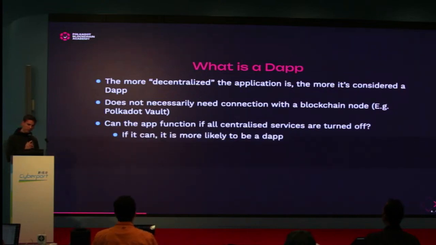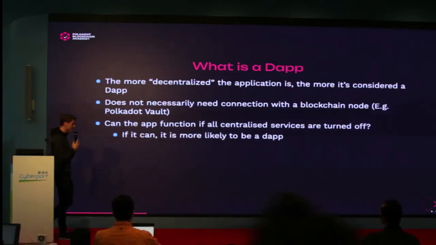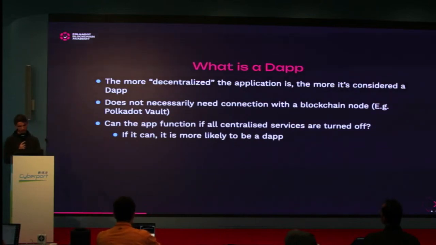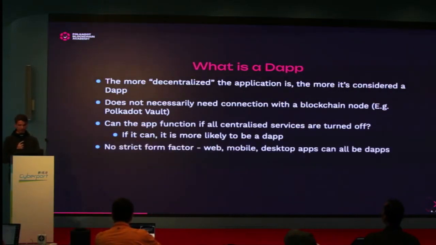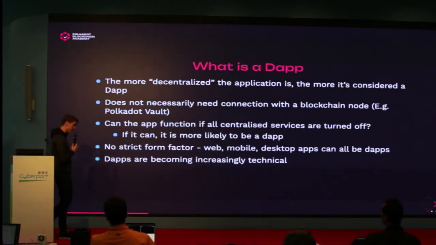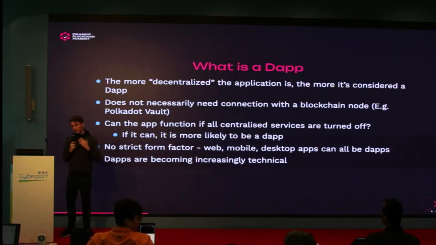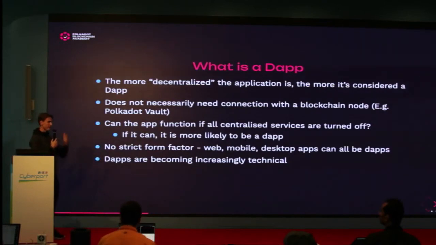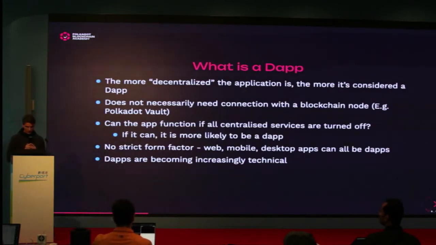So if the app can function with all the centralized APIs turned off, then it is more likely to be considered a dApp. It's a good metric for measuring how good it is. Yeah, there's no strict form factor. And dApps are becoming increasingly technical. The more decentralized you want to get, the more technical they're becoming. So we're not dealing with static landing pages and WordPress blogs and things. These are becoming more technical.